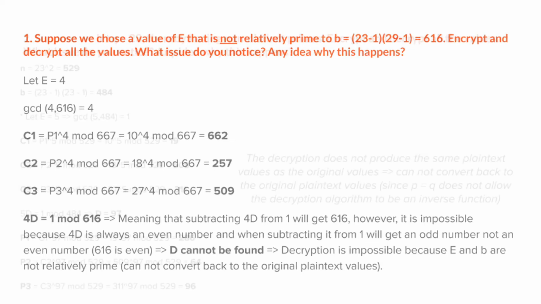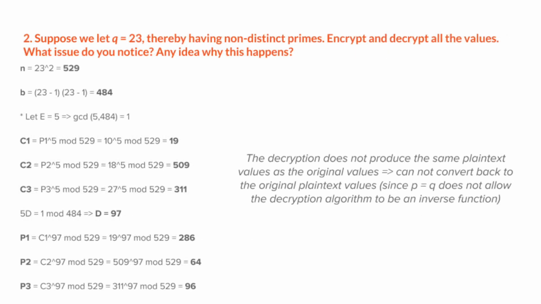The next question: suppose we let Q equal 23, thereby having non-distinct primes. Encrypt and decrypt all the values. What issue do you notice, and any idea why this happens? In this case, we're simply selecting the same value for both of our primes, P and Q, which is 23. If we go ahead and encrypt and decrypt, we get the encrypted values as 9, 509, 311.